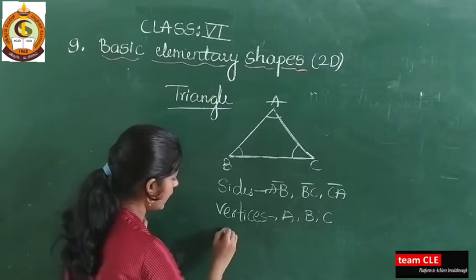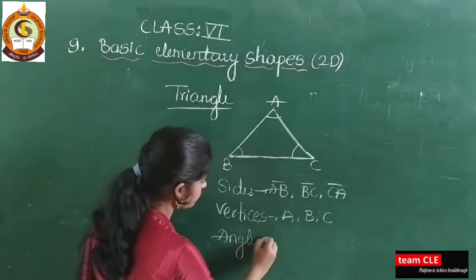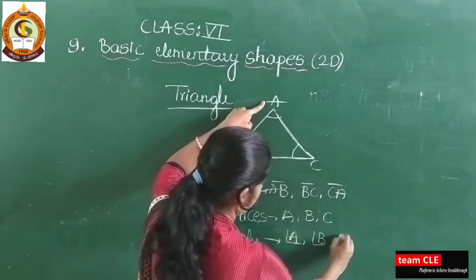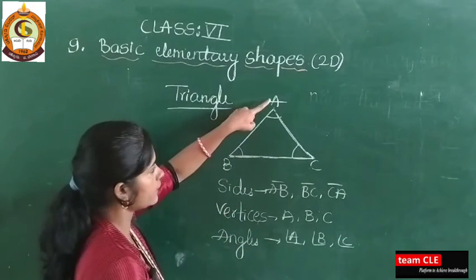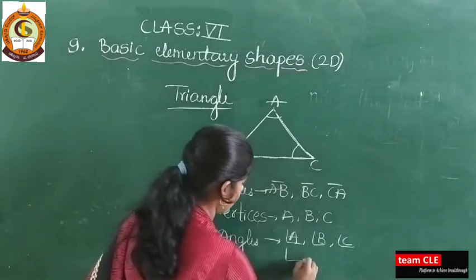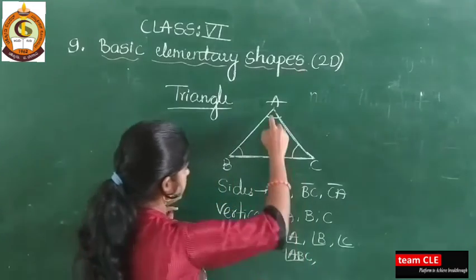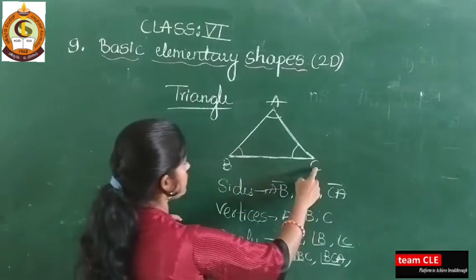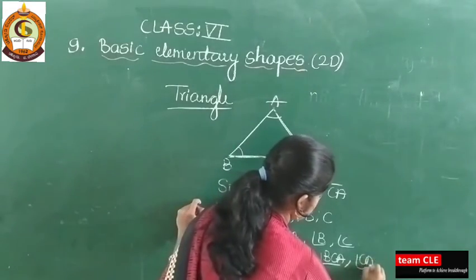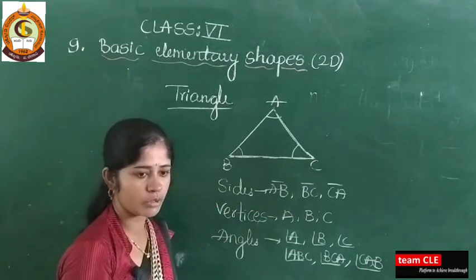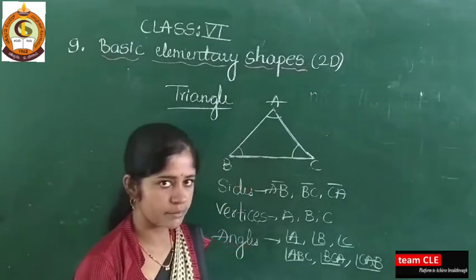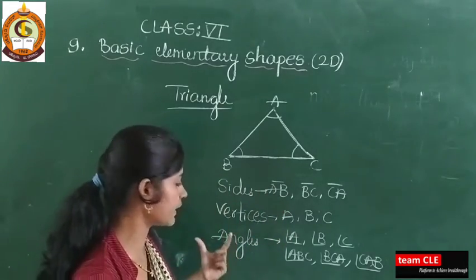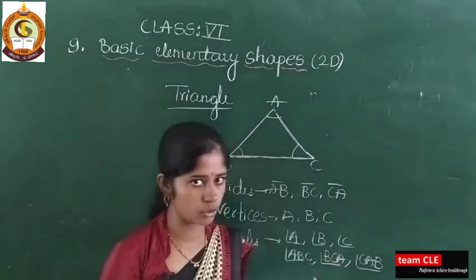Next, how many angles are formed here? Just see. Yes, here three angles are formed: angle A, angle B, angle C. If you are writing, this is also correct: angle ABC, angle BCA, and one more, angle CAB. So this type you have to name. Triangle means a three-sided closed figure, and it has three sides, three vertices and three angles. Okay, I hope you understood this.